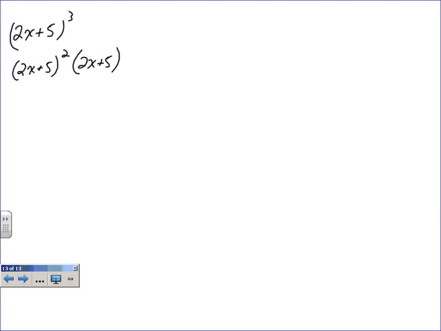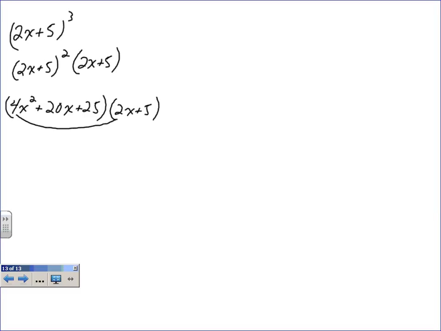Right? So I think if we do it out this way, it's going to be a lot easier for us. Squaring the first parenthesis, we square the first term, multiply the two terms together, which is 10x, and double it, and square the last. And then I'm going to multiply that by 2x plus 5. And we do the same thing that we did for the other one. Like Olivia said, we just distribute.